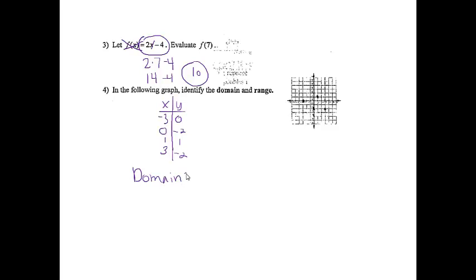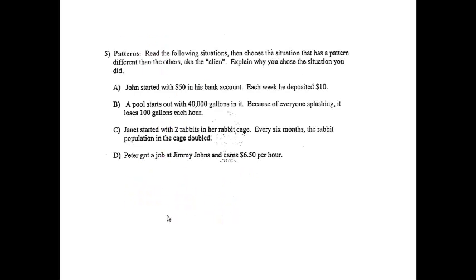So our domain will be -3, 0, 1, and 3 because they're all of my x values. And my range is all the y values. There's only 3 of them: 0, -2, and 1. So that is my range.